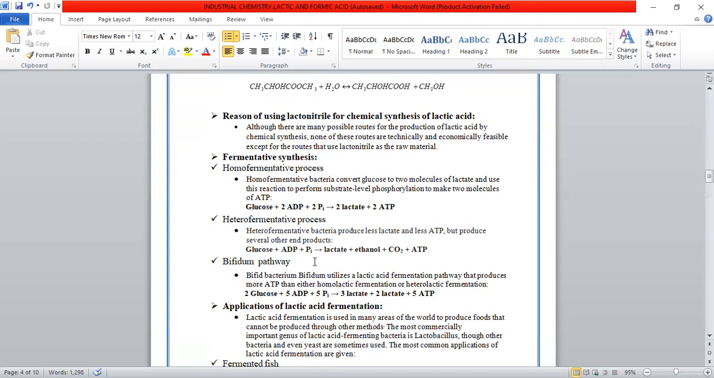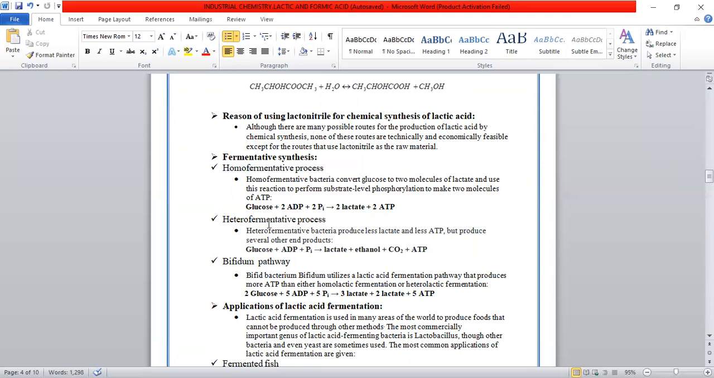There are many pathways in fermentation of lactic acid. First one is the homofermentative process. In the homofermentative process, homofermentative bacteria are used which convert glucose to two molecules of lactate and use this reaction to perform substrate level phosphorylation to make two molecules of ATP. In the reaction, you can see when glucose, two molecules of ADP, adenosine diphosphate, and two molecules of inorganic phosphate react, then we obtain two lactate molecules and two molecules of adenosine triphosphate or ATP.